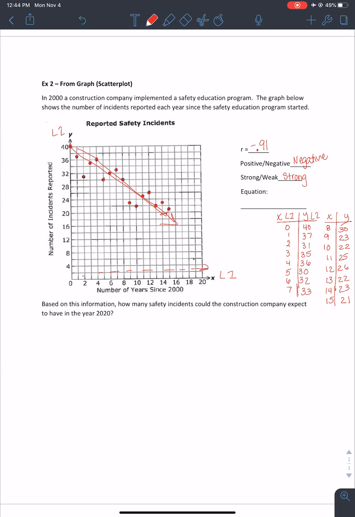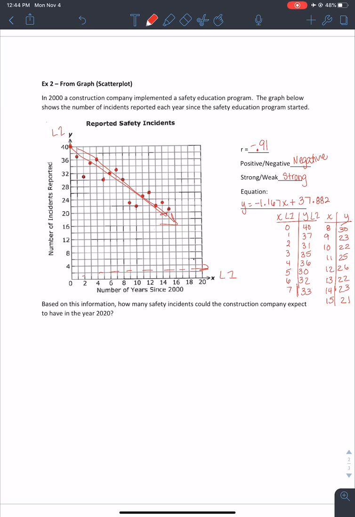And the equation we got is y equals negative 1.167, I'm just going to stop there, x plus 37.882, approximately. Remember, we're just making some estimations so we can get close, okay? Okay, now we're going to use the equation to answer this question. Based on this information, how many safety incidents could the construction company expect to have in the year 2020?